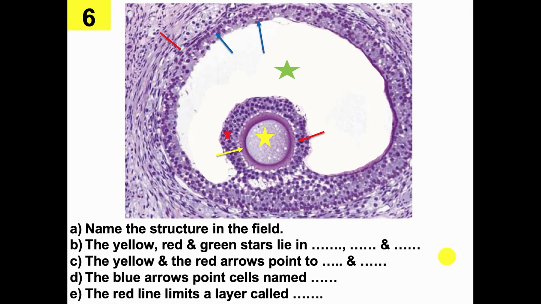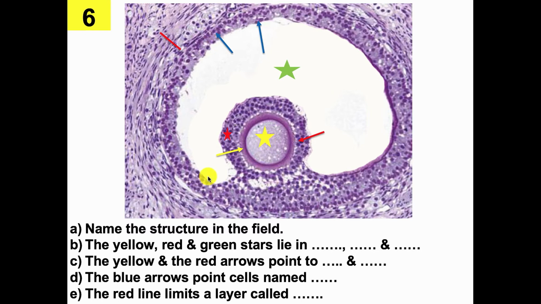Now this slide, name the structure. It is the mature Graafian follicle. The yellow, red, green stars. Here the green is in the antrum. The red is in the granulosa cells surrounding the oocyte, which can be named as cumulus oophorus. Here we have the primary oocyte that will change to secondary just before the ovulation.